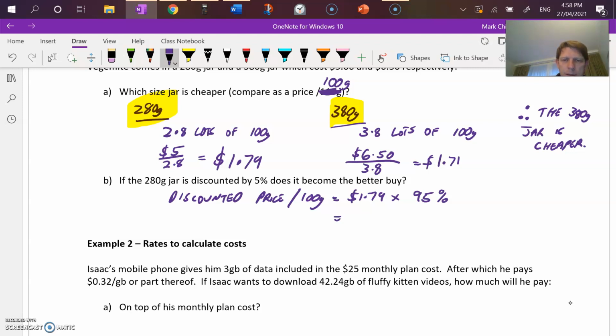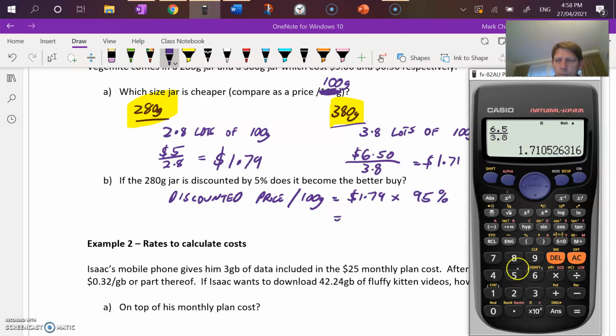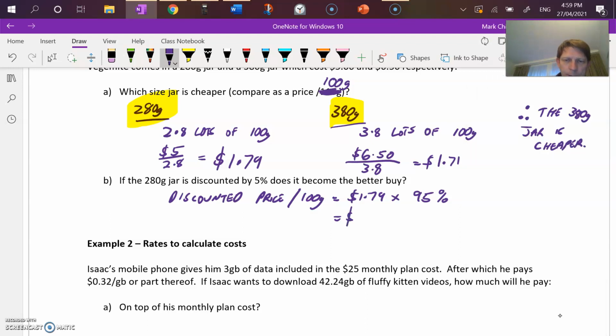Okay, so we'll pick up our calculator. 1.79 times 95% or 0.95, either way works, and we get $1.70. And so the answer is, therefore, the 280 gram jar is now the better buy.